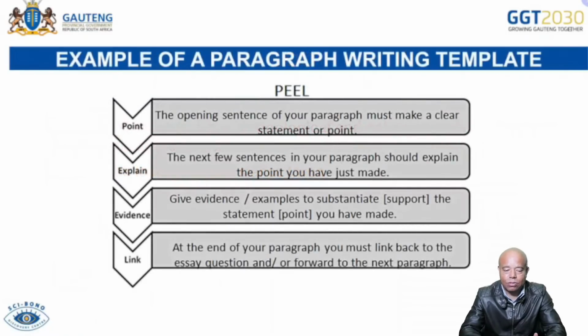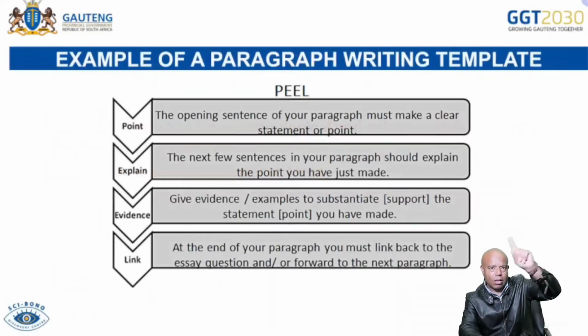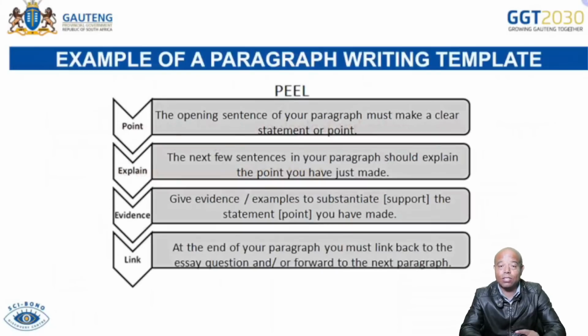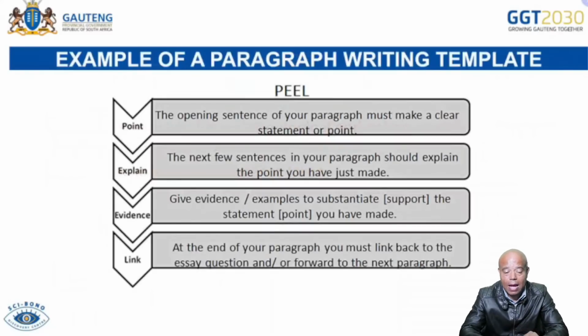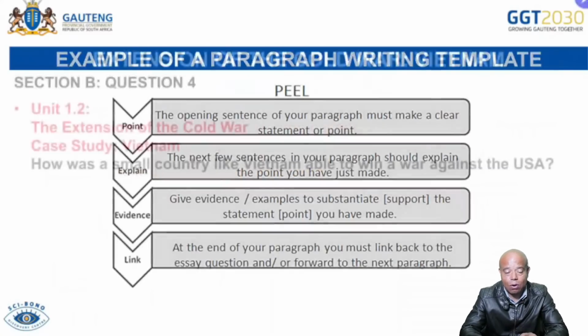Then what is the PEEL method? So the PEEL method is as follows. The P means point, the opening statement that you're making. The first E means the explanation that you are providing for the point that you have just made. Then you must provide examples, or evidence, for the point that you have made. Then you link it back to your stance or to the next paragraph. So the link is to the stance or to the next paragraph. This is what we call line of argument. So the PEEL method creates the line of argument.